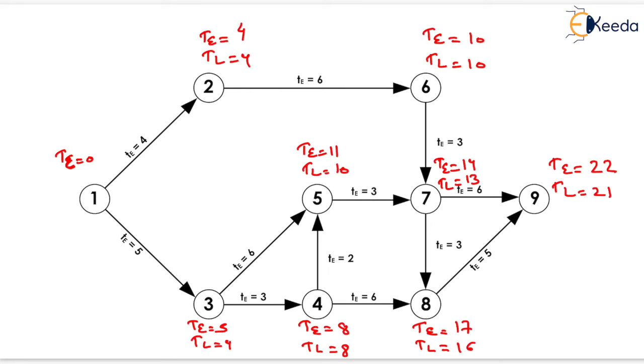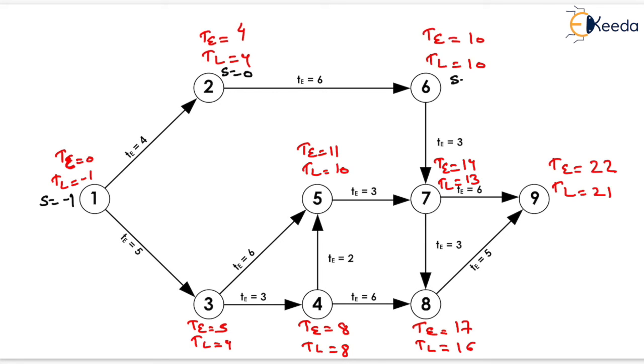Now TL for event 1 will be equals to 4 minus 4 from event 2, that will be equals to 0, and 4 minus 5, that will be equals to minus 1. So the minimum will be the answer, that is TL equals to minus 1. Now we have to determine the slack at each and every event. So slack will be the difference of TL and TE. So it will be equals to minus 1 here. Here slack will be equals to 0.